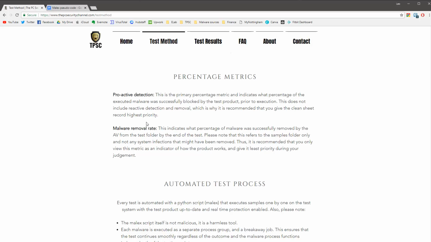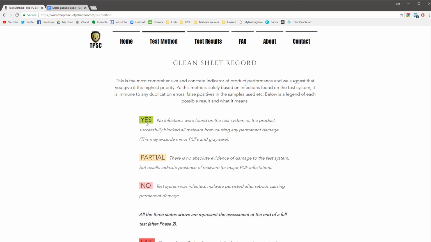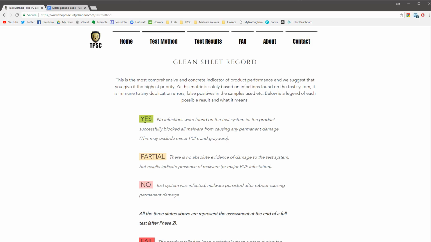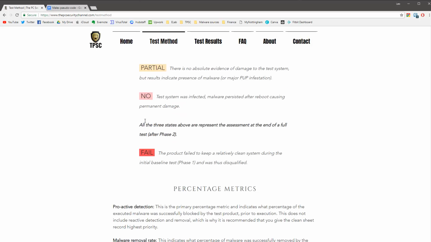The malware removal rate is an even less useful metric, but I include it anyway just to give you an idea of how the AV engine works. All this does is tell you how many files from the folder were removed by the AV product, which sometimes can be a sign of how good the product's removal capabilities are, how well engineered it is, or sometimes it doesn't tell you much at all. So I implore you to not take this particular metric too seriously. While judging the results, I would always focus the most on the clean sheet record, then on the proactive detection, and only use the malware removal rate as sideline guidance, just to give me an idea of how the AV engine works.